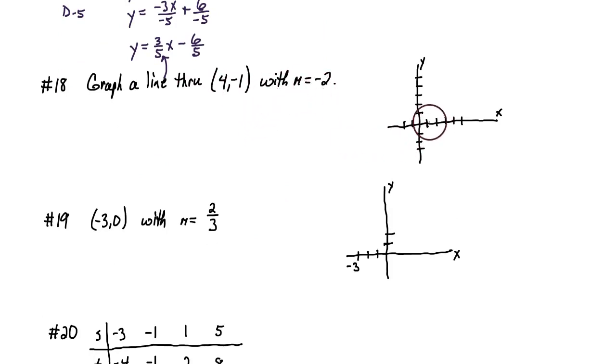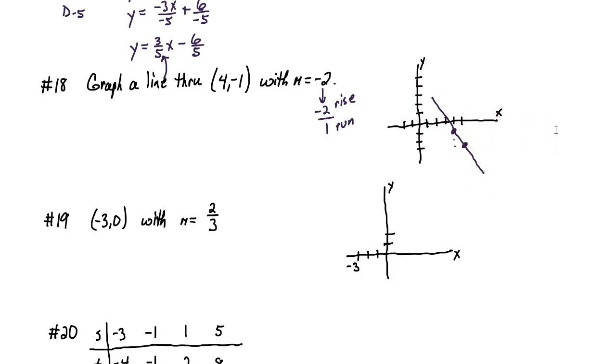Start with the dot. 4, -1 is located here. Now use the slope. This is the same as -2 over 1. This is our rise, and this is our run. But because the rise is a negative number, we're really going to go downward. So from our dot, count down 2, and then run 1 to the right. Draw a line through those dots.